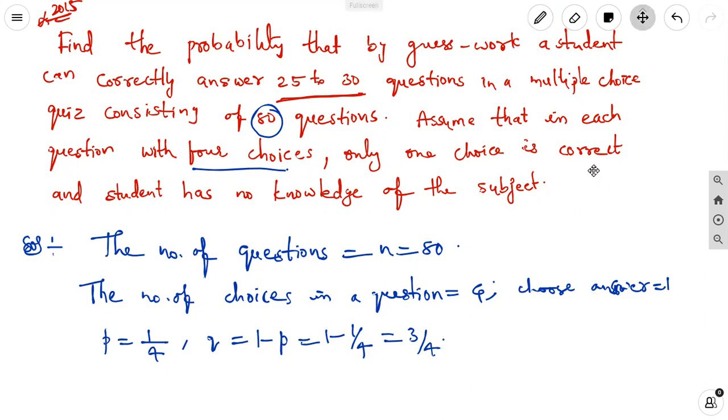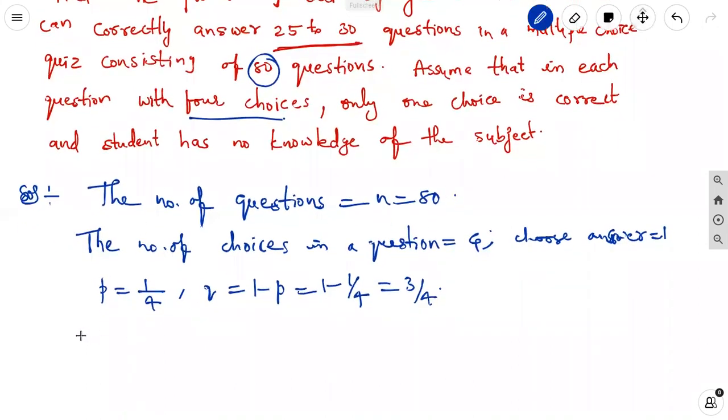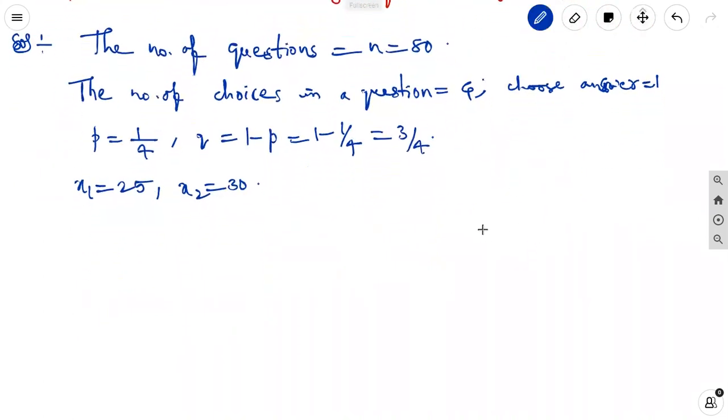Next, what they have given? Answer 25 to 30. That is x1 equal to 25, x2 equal to 30. First, we can calculate the mean. Mean is equal to mu. In this it is the binomial, either correct or wrong. So here we are using the normal approximation to the binomial distribution only. When we choose the answer, either it is correct or wrong. That is the binomial.